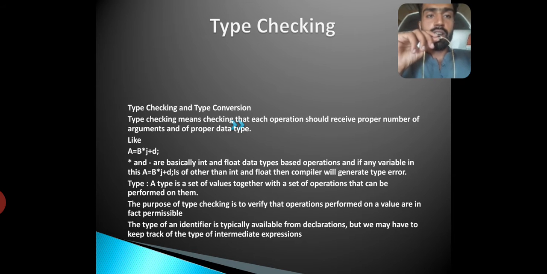A type is a set of values together with a set of operations that can be performed on them. The purpose of type checking is to verify that operations performed on a value are in effect permissible. The type of an identifier is typically available from declaration, but we may have to keep track of the type of intermediate expressions.